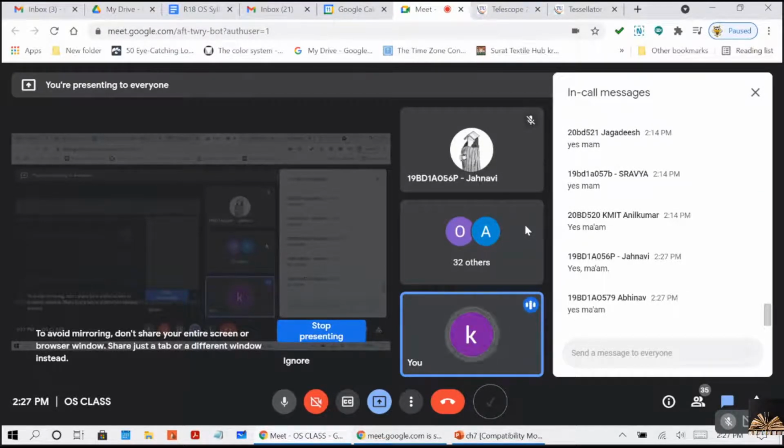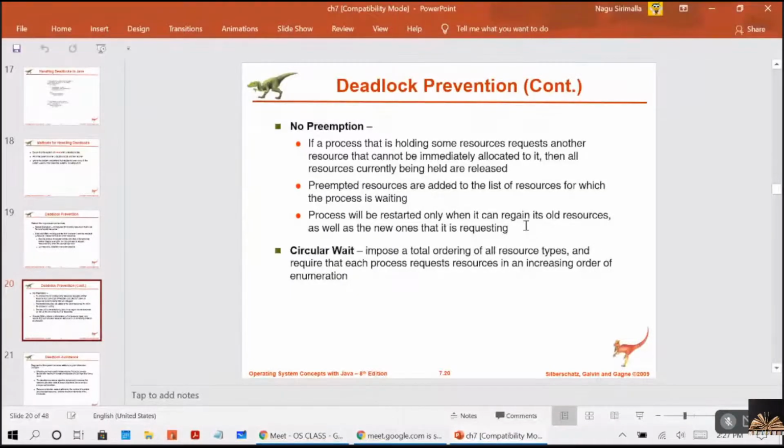Now coming to the circular wait. For this, what we do is impose a total ordering of all resource types and require that each process request the resources in an increasing order of enumeration.